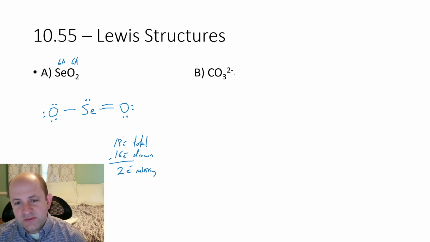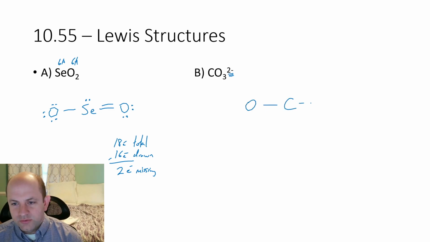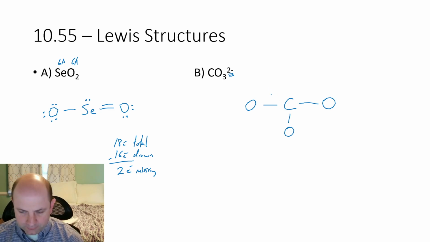Now for carbonate, this one's a polyatomic ion, so when we're counting electrons, we got to add in this case 2 electrons to get that -2 charge. So just don't forget about that. We put the carbon in the middle. We'll spread out our 3 oxygen atoms. Step 1, and for step 2, give all the oxygens the 6 dots to complete their octet.